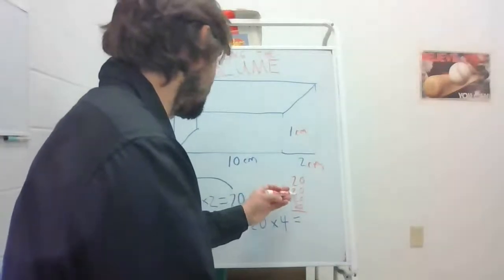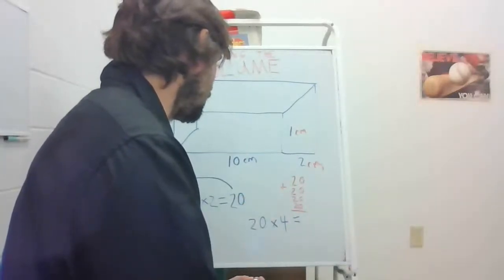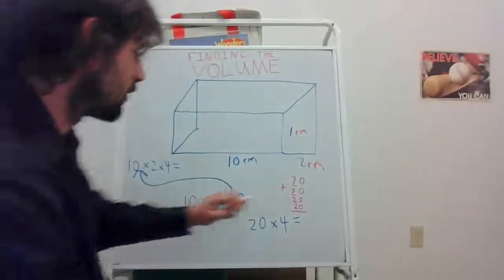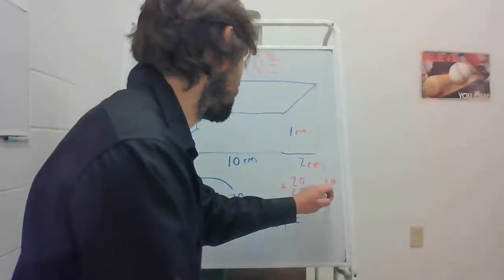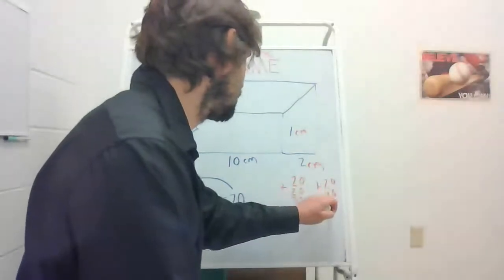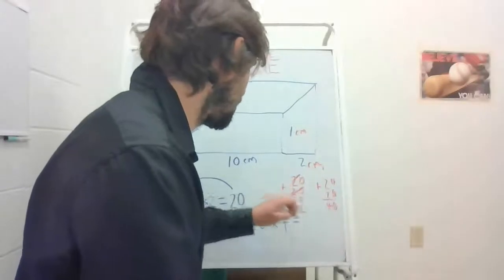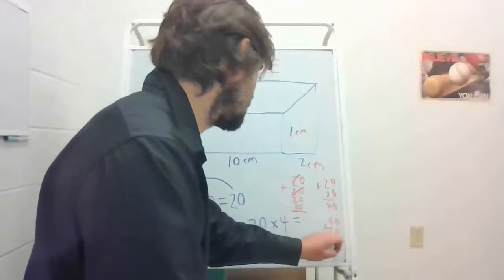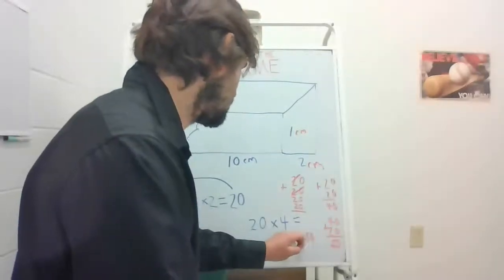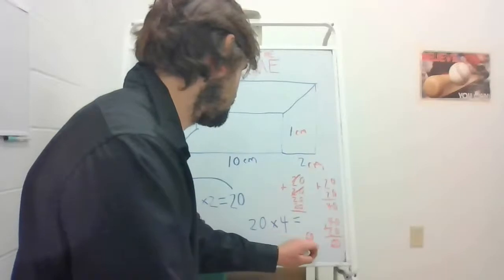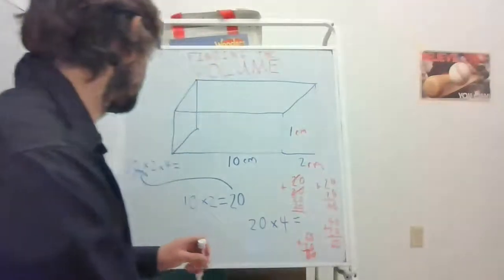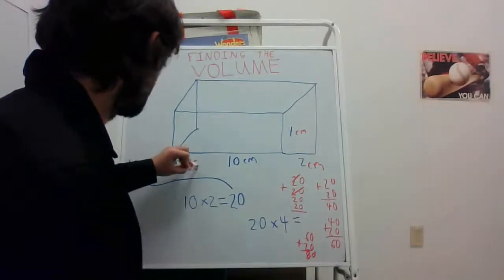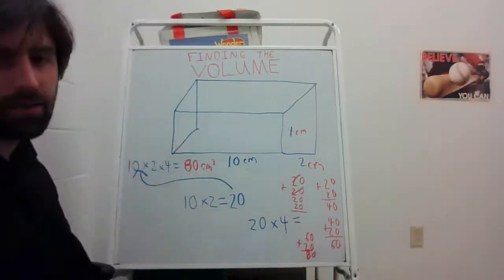Now we could add each number one at a time, or we can just add all of them at once, doing the ones place and the tens place. But let me break it down. Let me do it the shorter way. 20 plus 20 equals 40. Very easy problem. No real regrouping involved. 40 plus 20 equals 60. 60 plus 20 equals 80. So for this problem, 80 centimeters squared is our volume.